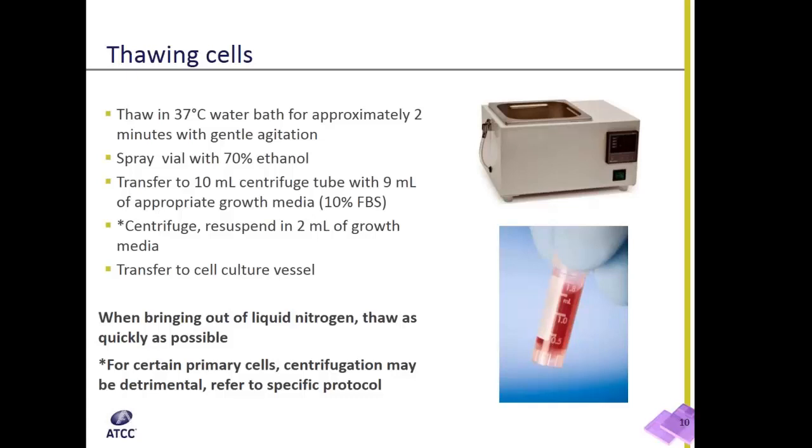The main take-home to clarify about thawing cells, since there's a lot of confusion, is that you always want to bring cells out of liquid nitrogen and thaw as quickly as possible. For certain cells, like the primary cells Kevin mentioned previously, centrifugation may be detrimental, so you want to avoid that step. Whenever you work with primary cells, we'll refer to the very specific protocol for that cell.